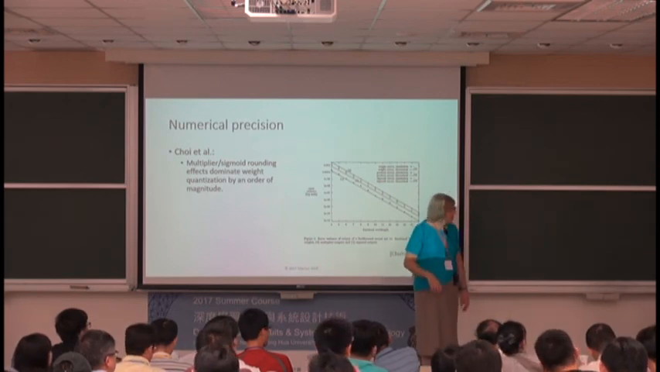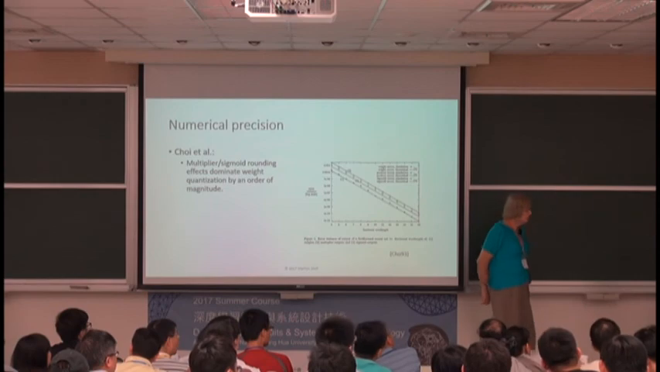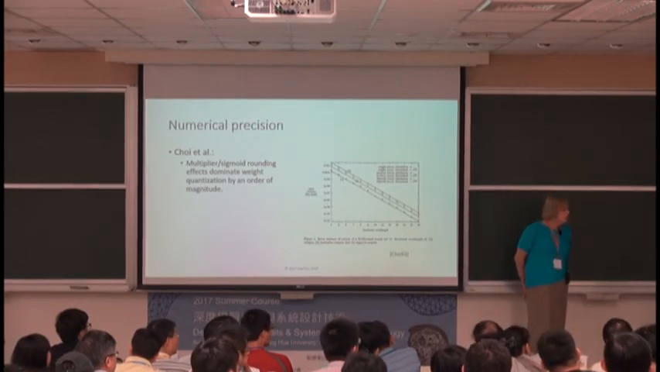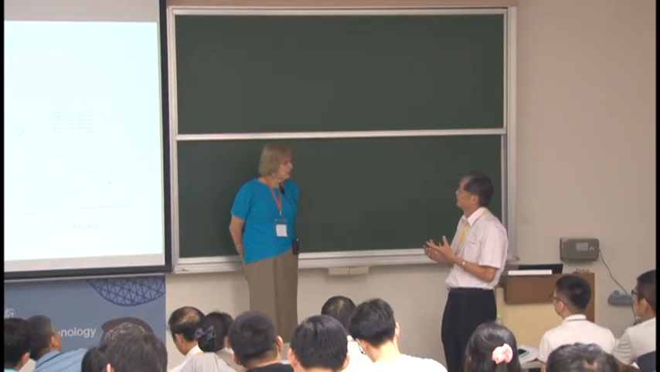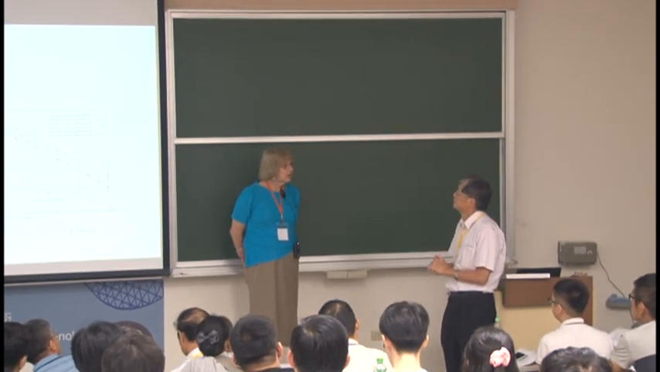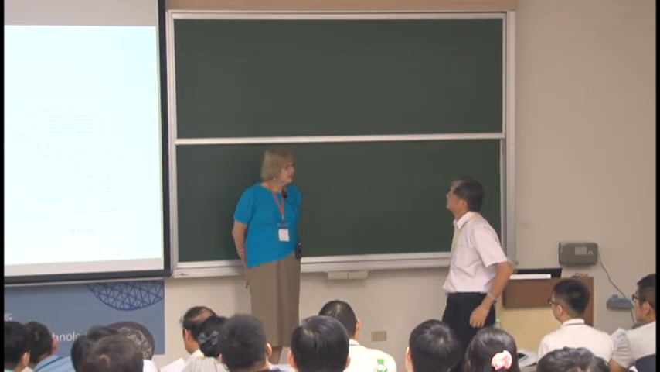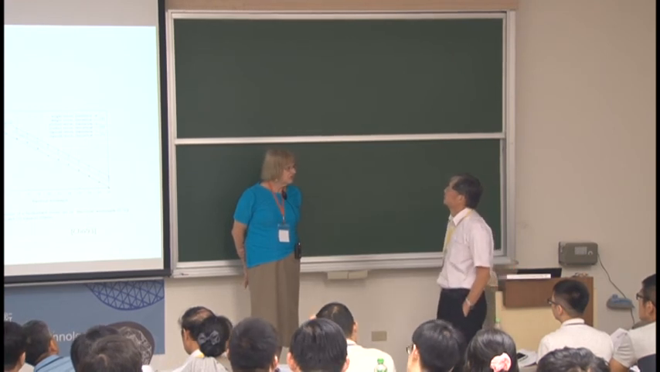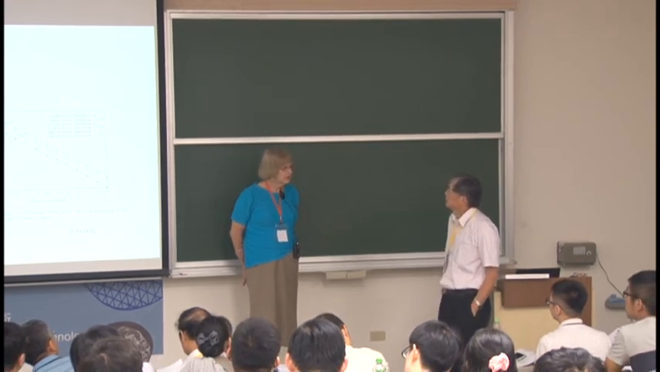Following this question, is it possible that the best design comes from a mixture of precision? Oh, absolutely. Yes, absolutely. That's the case in neural networks. We're going to have mixed precision.